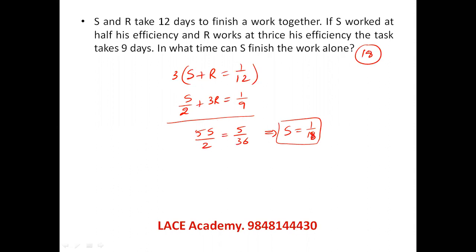He's simply asking whether we know how to deal with fractions. It's very simple. 3 into 1 by 12 is 1 by 4. 1 by 4 minus 1 by 9 is 5 by 36. 5 gets cancelled, 2 goes there, s equal to 1 by 18, so 18 days. So these are all simply less than 40 seconds questions. Right. Don't unnecessarily go into bigger methods and bigger unnecessary logic. Let's see what the next question is.